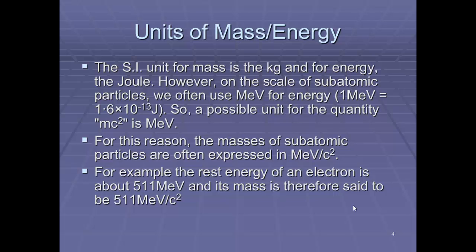Using this as an example, the rest energy of an electron is said to be 0.511 mega electron volts as energy, and its mass is therefore said to be 0.511 mega electron volts per speed of light squared. So we start to see this equivalence of mass and energy coming through, and we'll talk about that more later on.